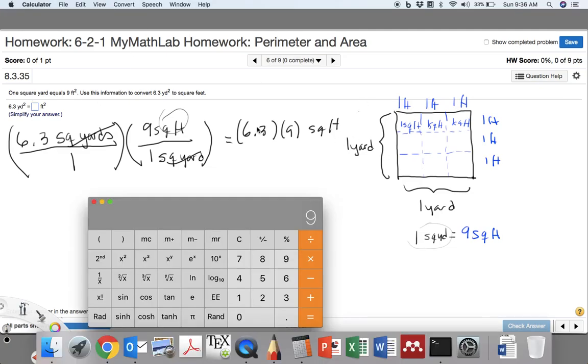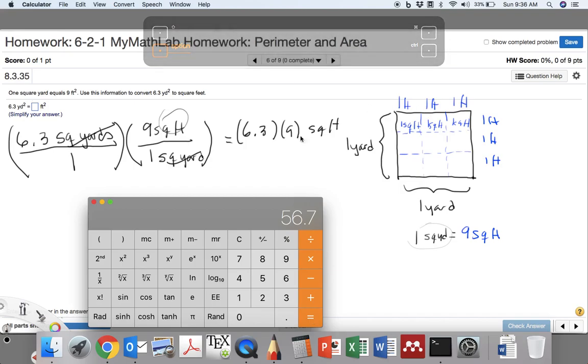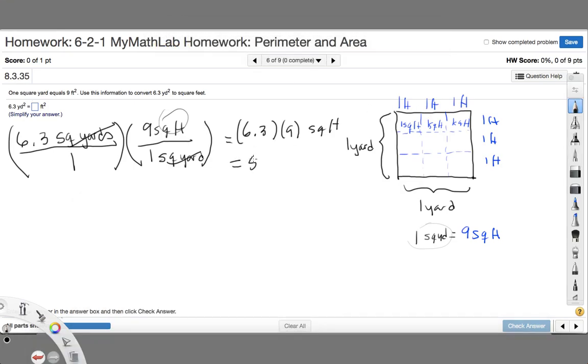So I'm going to take and multiply 6.3 by 9. I think that's 56.7. So that's 56.7 square feet. That's the answer. That's how many square feet are in 6.3 square yards.